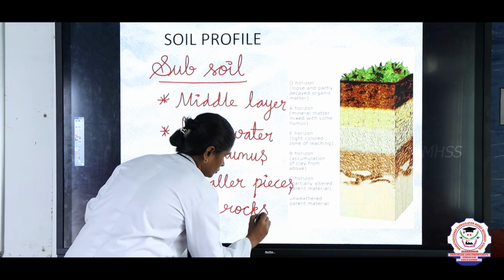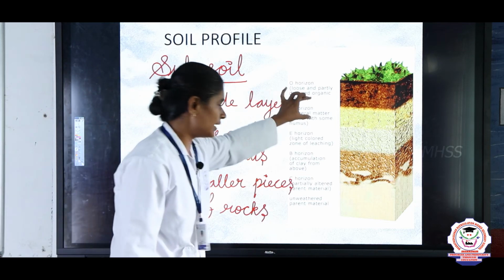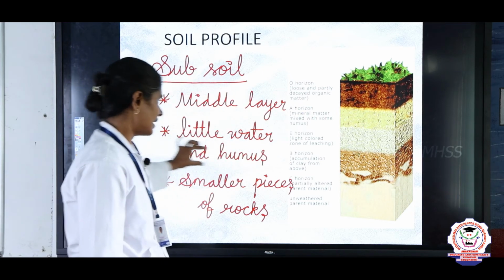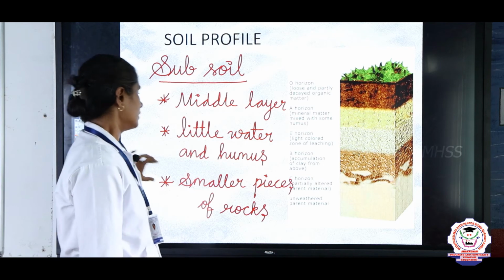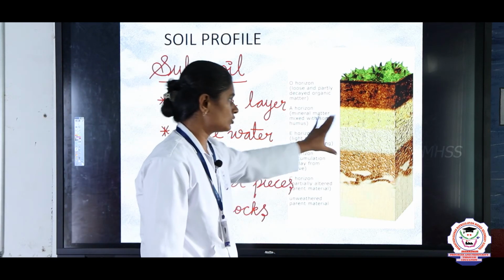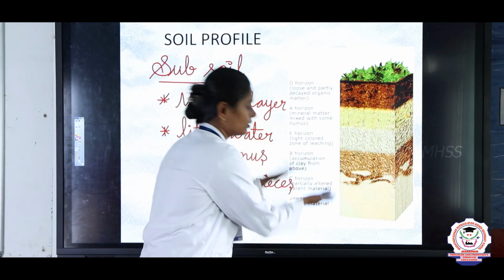R-O-C-K-S. So, when you want to write about the subsoil, you have to write it is the middle layer of the soil, it has little water, it has little humus, and it contains pieces of rocks. The pieces of rocks are present in the subsoil. Next we will see about your third layer.